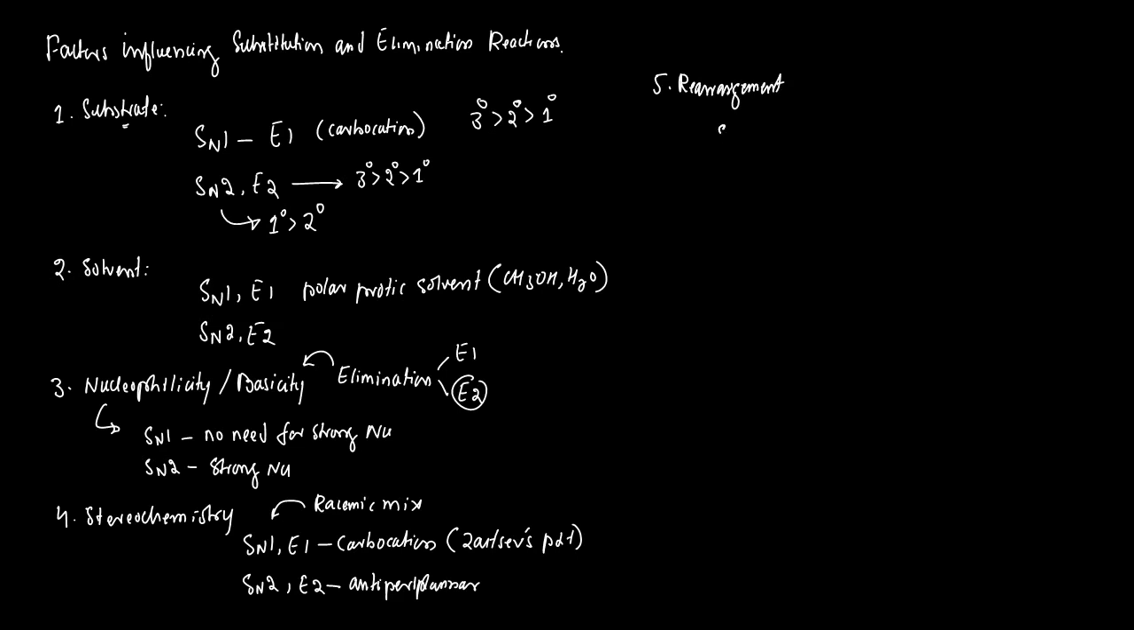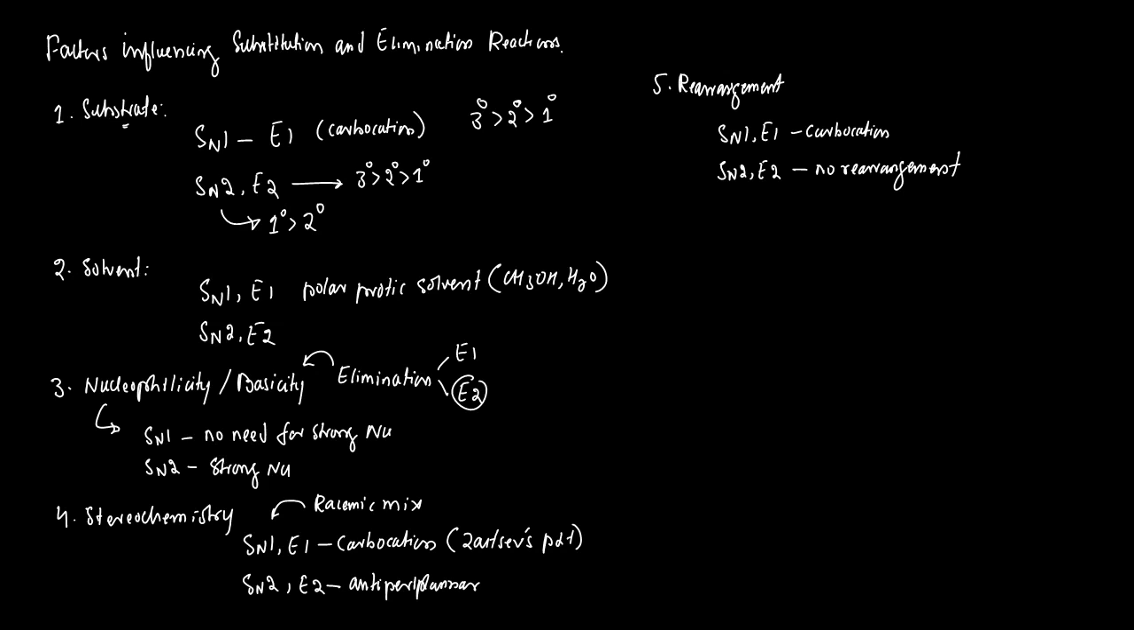As both SN1 and E1 involve the formation of a carbocation, both reactions are prone to rearrangement. So rearrangement is observed in SN1 and E1. But as far as SN2 and E2 are concerned, they are single step mechanisms, so there is no rearrangement.